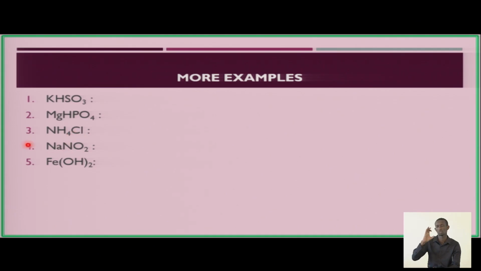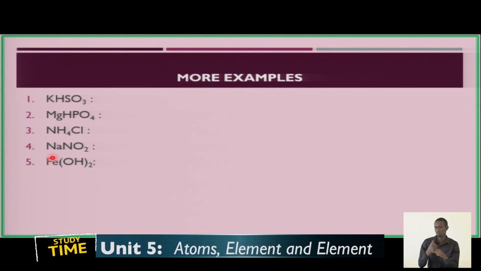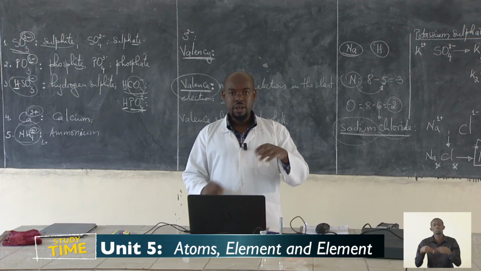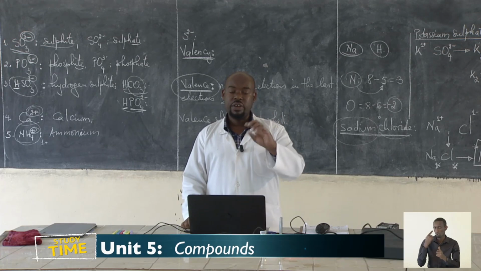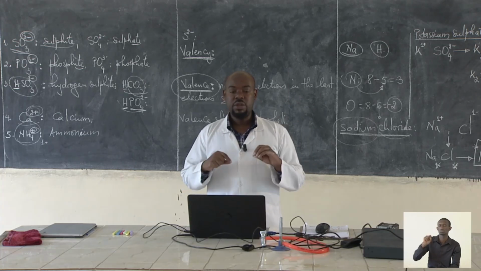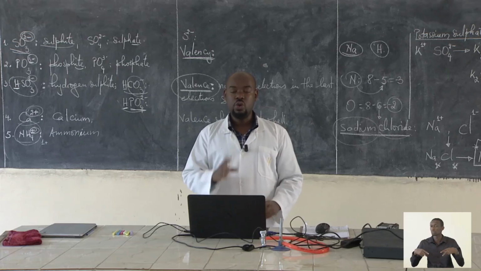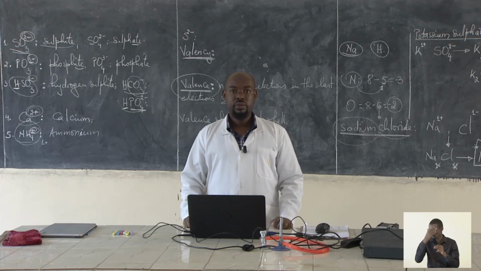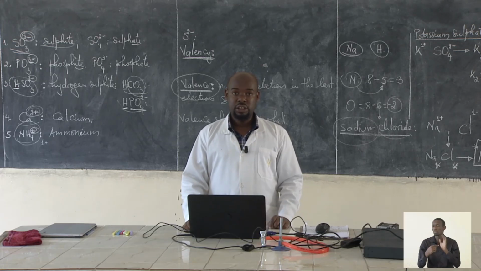And as usual, number 4 and number 5 are for your practice. Okay? For your practice, you will try them. Just combine the names. If there is a possibility of having 2 different ions coming from the same element, don't forget to indicate the valence of that part.